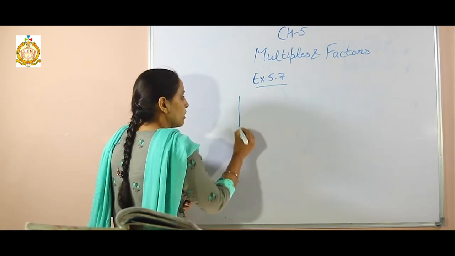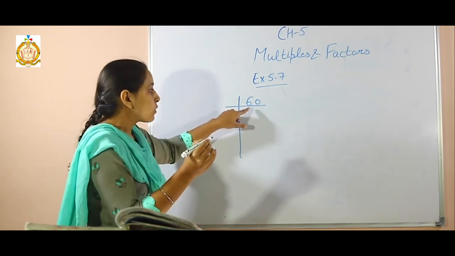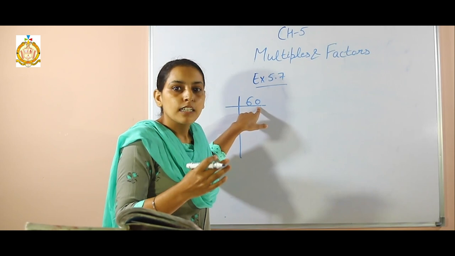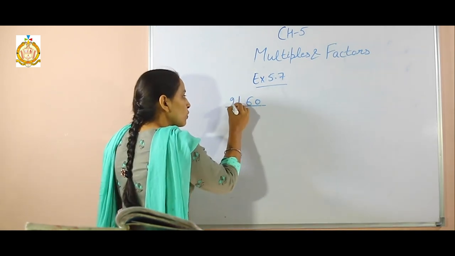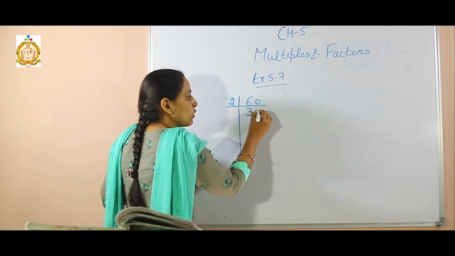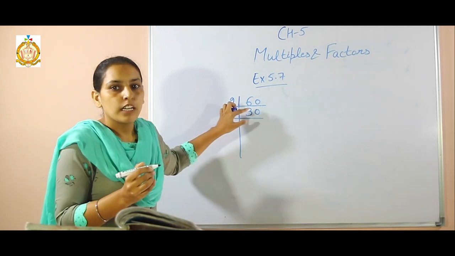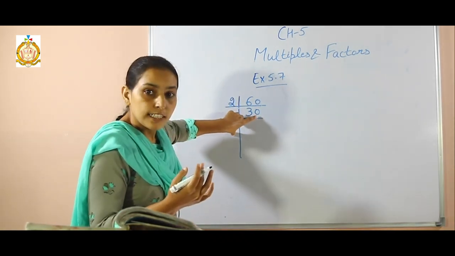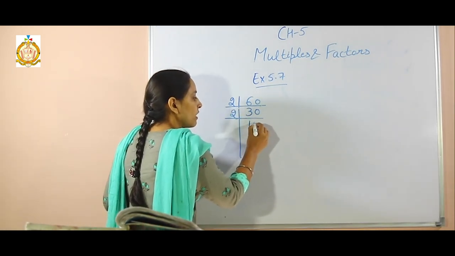First of all, write down in this way. Write down here 60. Now students, 60, the last digit is 0. That means 60 comes in 2 table. 2 3s are 6 and 0 as it is. Next students, here it is 30. Now 30 comes in which table? That means 2. Here the last digit is 0. So 2 15s are 30.